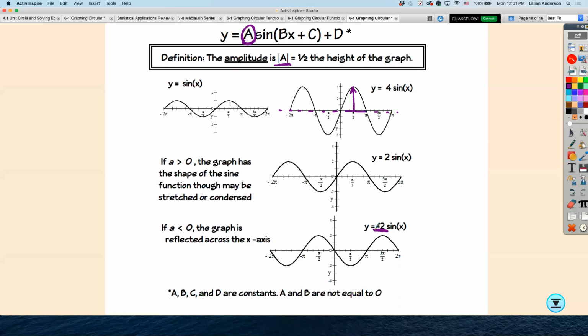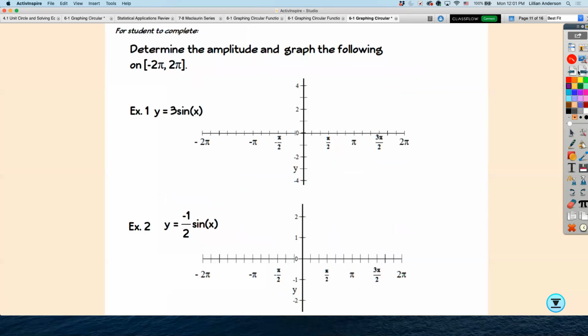Amplitude is always positive. That A value also affects, as we know, the vertical stretch and shrink. So if it's greater than 1, it's going to be stretched. But if it's in between 0 and 1, it's going to be shrunk. All right. And then, of course, if it's negative, it's reflected over the x-axis. That value affects which coordinate when you're looking at a graph.